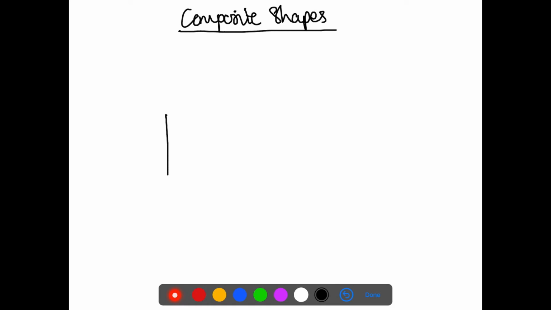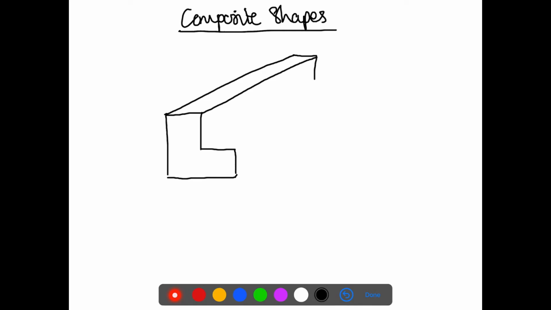Okay, so what we're going to do now then is we are going to look at some composite shapes. So sometimes composite shapes can be a little bit tricky. Okay, so I suggest you take some nice detailed notes here. Now we have this kind of shape. I'm not very good at drawing these. So let's see, 1, 2, 3, 4, 5, 6, 8. Sorry, I have to count.